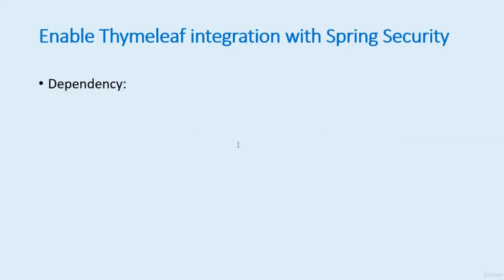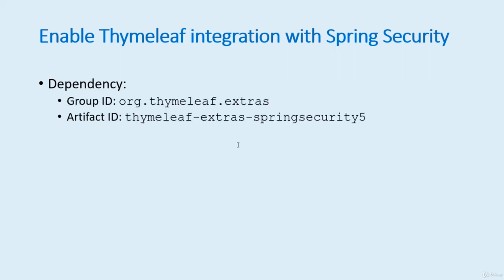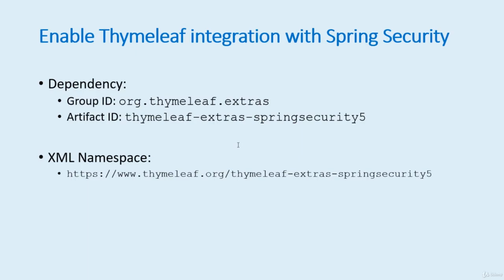Note that we need to enable Thymeleaf integration with Spring Security so we can use some security attributes in the view. So we need to declare a new dependency with the following information, with this group ID and artifact ID, and then in the view file we need to declare a new XML namespace like this.